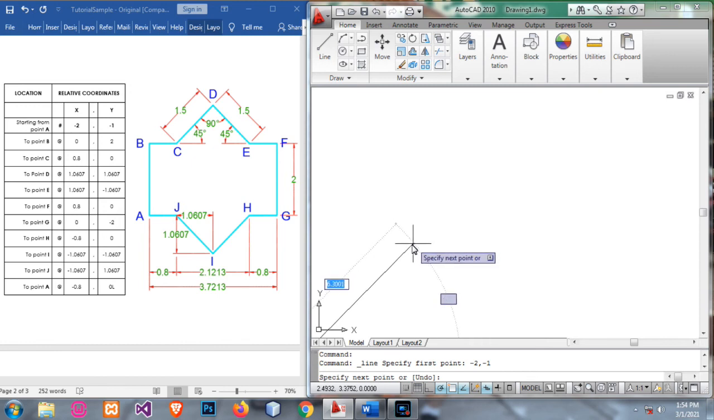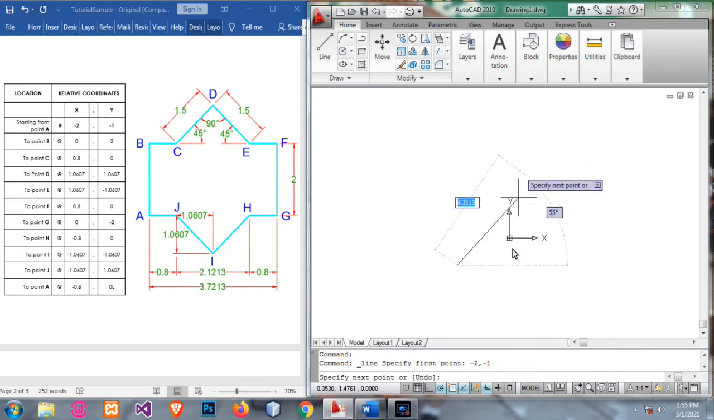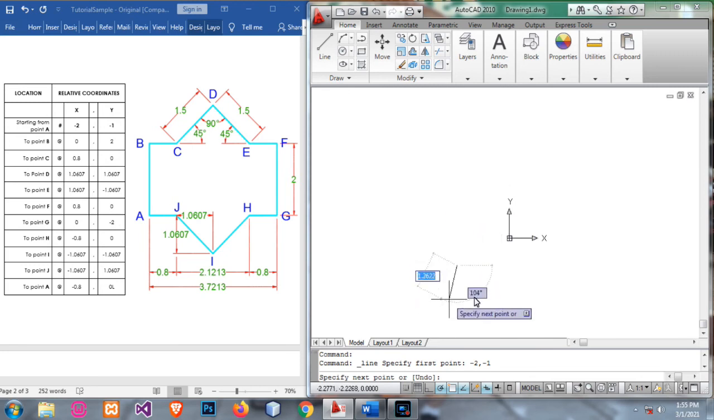To move through the drawing, we can use the pan command. To do that, press and hold the mouse wheel and drag the mouse, so you can move through the drawing. We specified now our first point, which is point A.